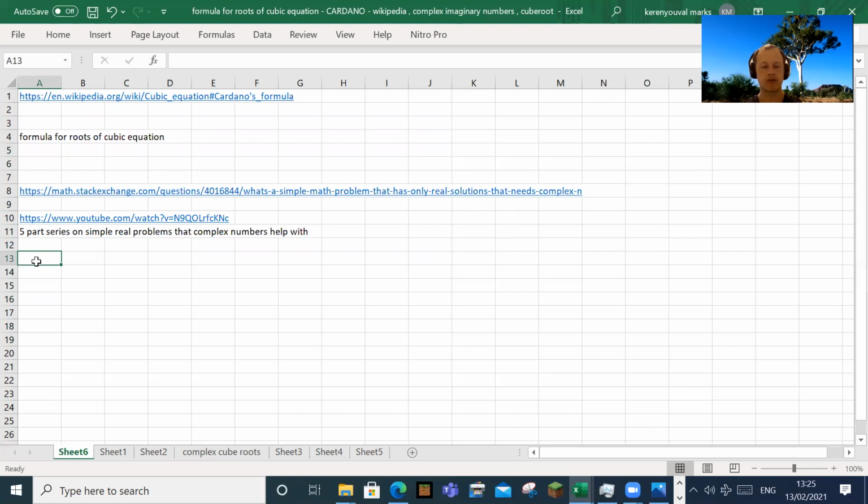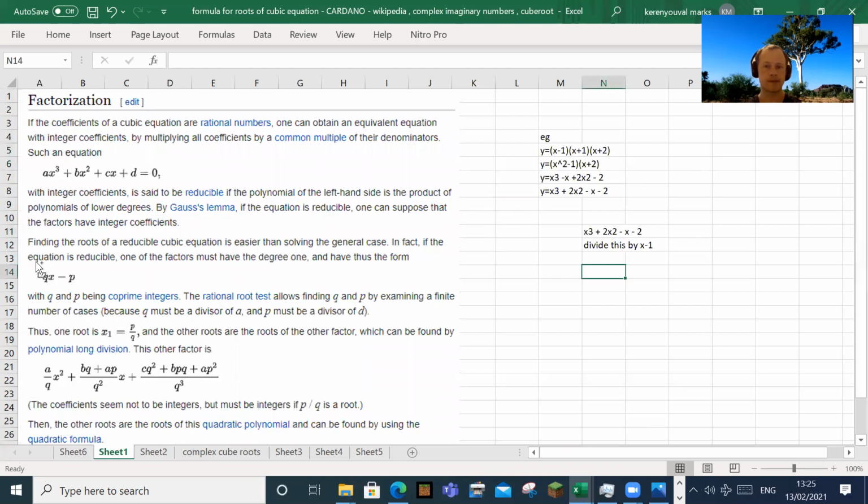But the main point of this presentation is simply to show you a specific, simple example of a real world problem that has real solutions, in which you have to use the imaginary numbers to get to the answer.